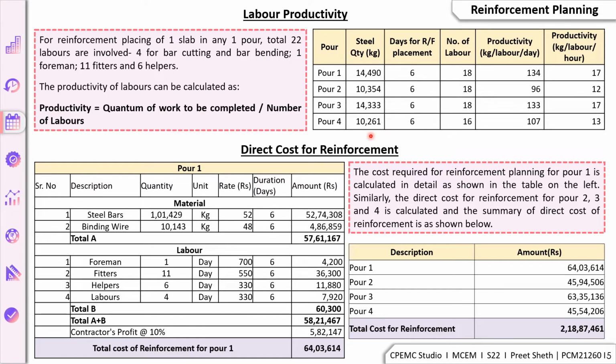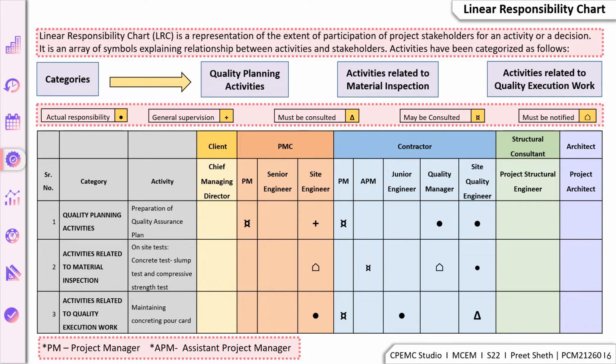And also direct cost for reinforcement is calculated. So here, as shown, for core 1 the cost of reinforcement comes out to be rupees 64 lakh 3614, and similarly for all the 4 cores the cost is calculated, and the total cost for reinforcement for tower B comes out to be rupees 2 crores 18 lakhs 87,461.